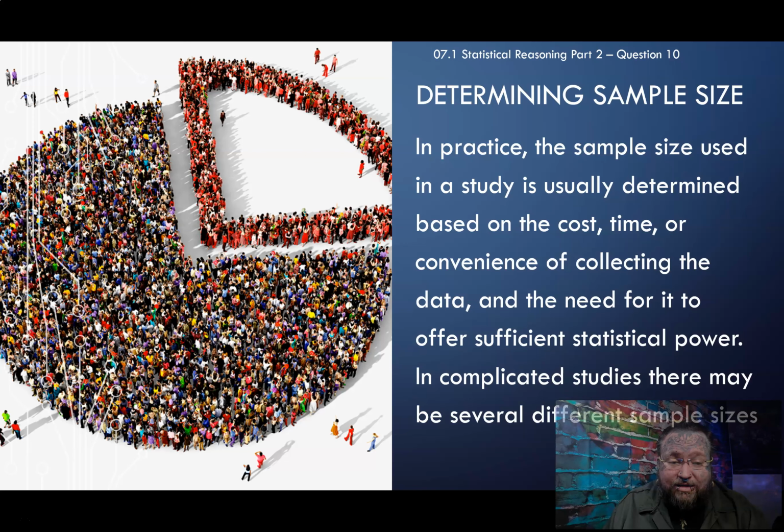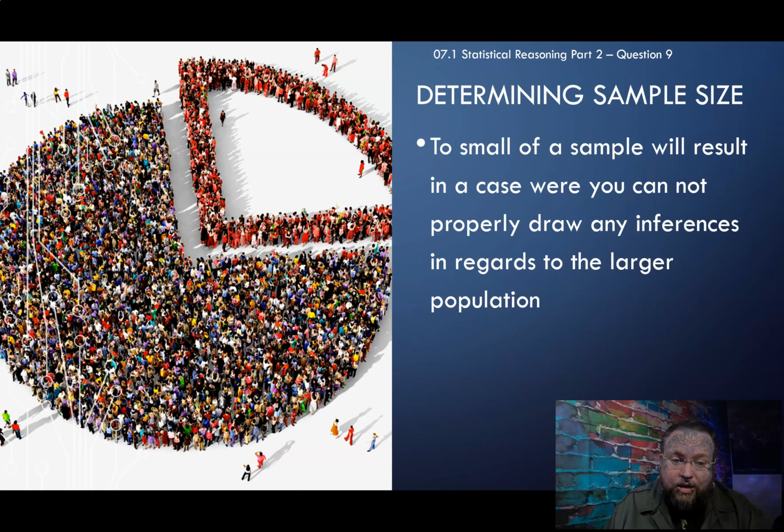So in practice, the sample size of a study is usually determined based upon the cost, time, or convenience of collecting the data, and the need for it to offer sufficient statistical power. In complicated studies, there may be several different sample sizes that you'll work with. So for the cost, time, and convenience, you have to factor in knowing your population and how you can gather the data. But statistical power means you need to take into account how that size relates to the overall population and back to stats and measurements that you could do. And so that back and forth.